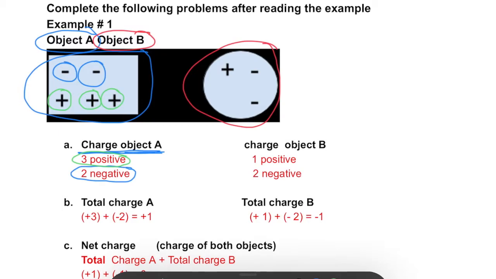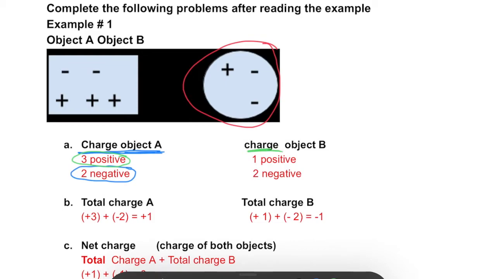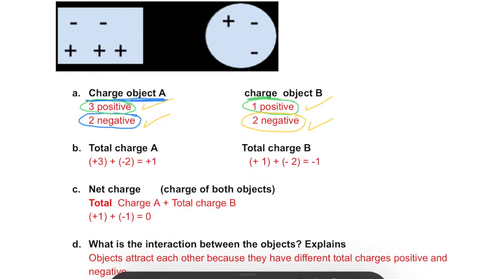That means for the homework, you're going to count the quantity of positive and negative, and then write the quantity below. For object B, the circle, you do exactly the same. We count the charge for object B. For object B, we have only one positive, and that's why I wrote one positive. And for negative, I have one negative, two negative, so the answer is two negative. That means for object A, we have three positive and two negative. And for object B, we have one positive and two negative. This is the most important part, because the data of the positive and negative is what is going to help you do every single step.